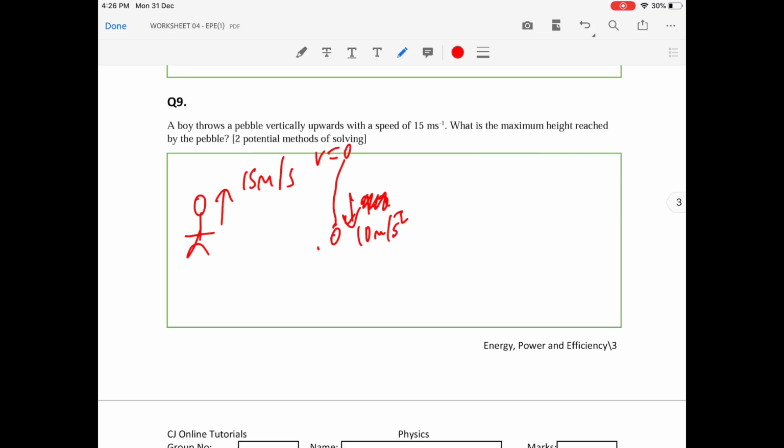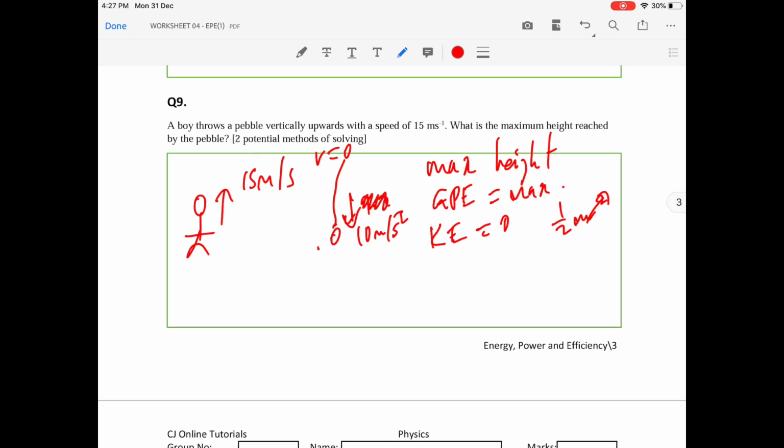So at the maximum height, what do we say? We say that at maximum height, GPE, gravitational potential energy, is maximum. And kinetic energy is equal to 0. Why 0? Because velocity is 0 at the top. Kinetic energy, if you recall, is half mv squared. So velocity is 0, so kinetic energy is 0.